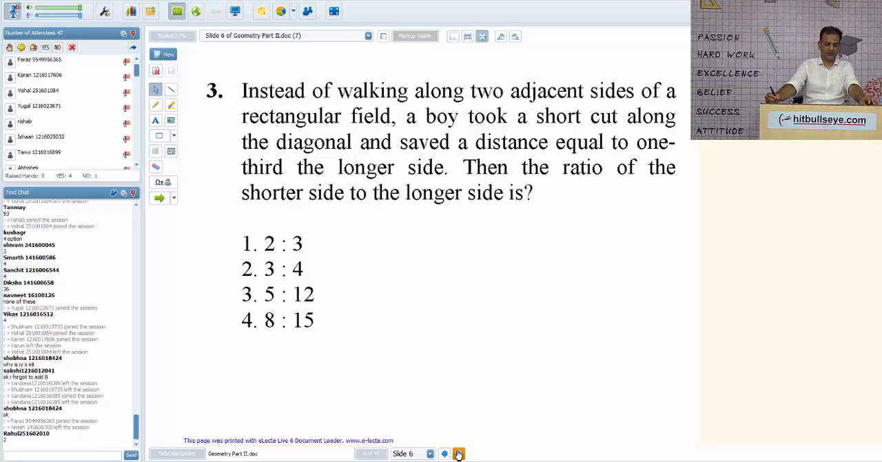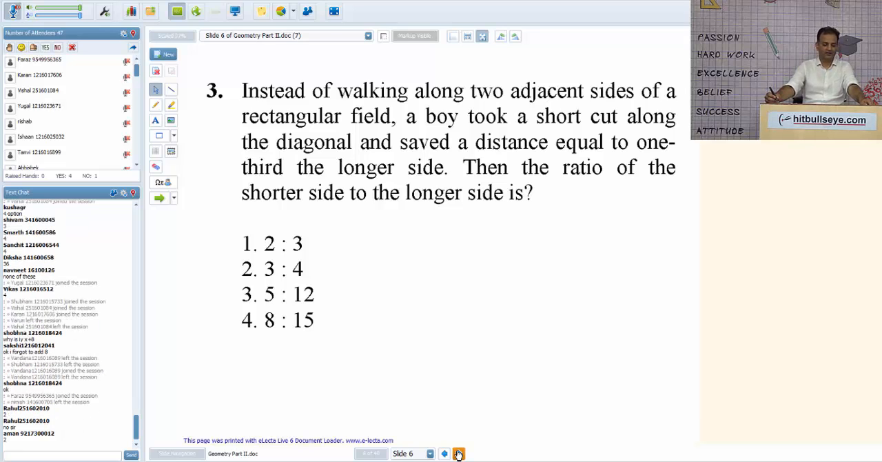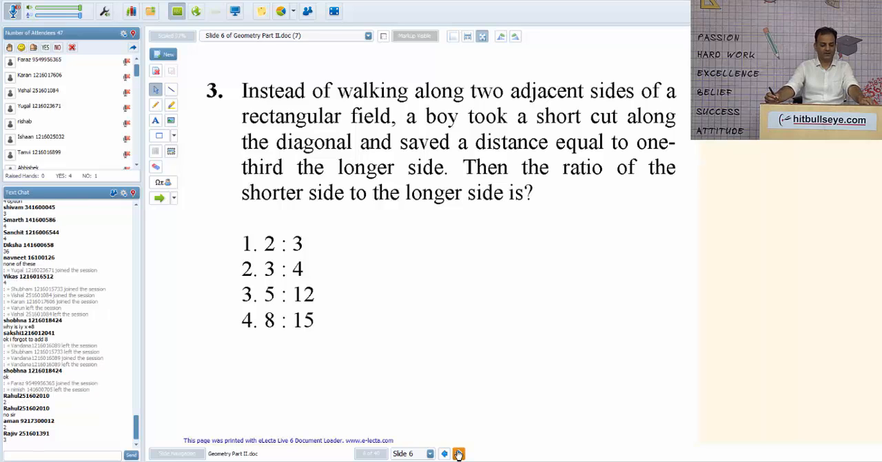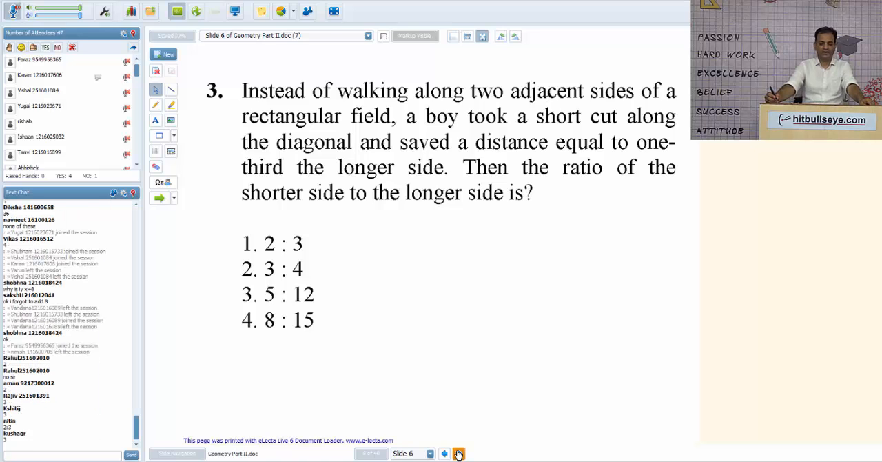Rahul, second option. Rahul, have you already done this question? Because in CAT bulletin the answer is 3:4. For this question, the answer is 3:4 in CAT bulletin. But here I have changed the data. Rajiv has come with the answer 3, Kshitij answer 3, Nitin 2:3.